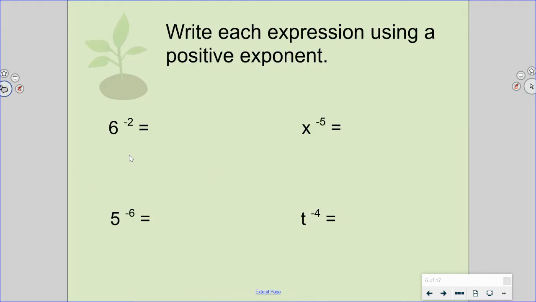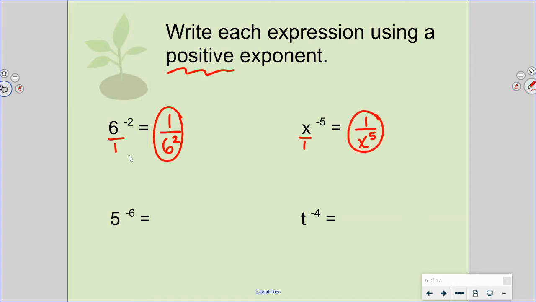Let's keep doing some practice problems. Write each expression using a positive exponent. In other words, let's take something that's nonsense and turn it into something that makes sense. So first we're going to write the inverse of 6 to the second power. Or x to the negative 5. The inverse of that would be 1 over x to the positive 5. 5 to the negative 6. 1 over 5 to the positive 6. And t to the negative 4th. 1 over t to the positive 4th.